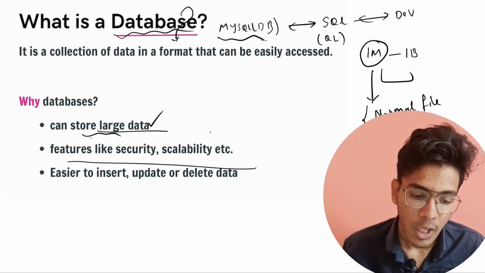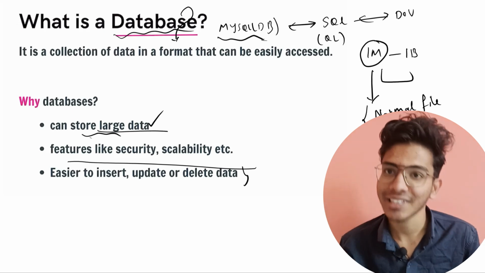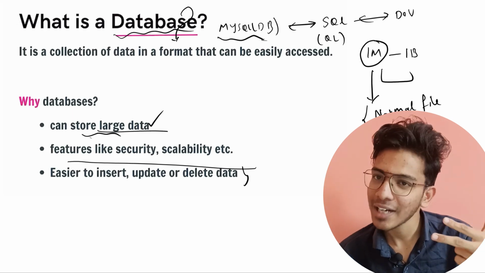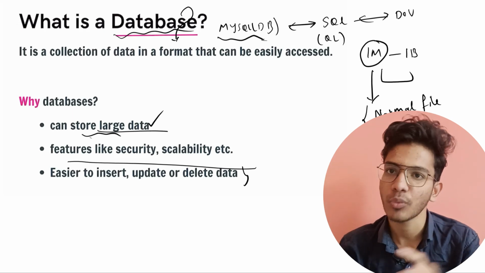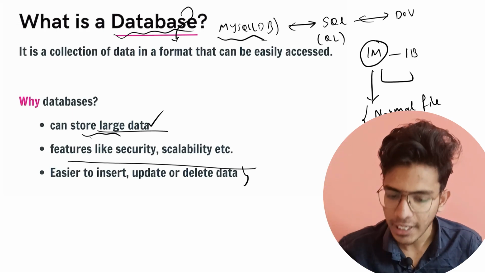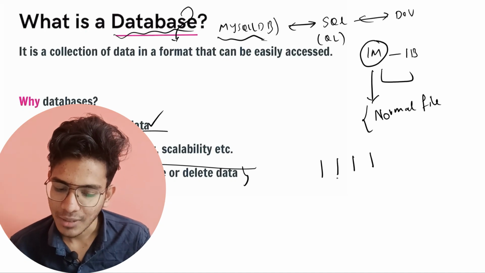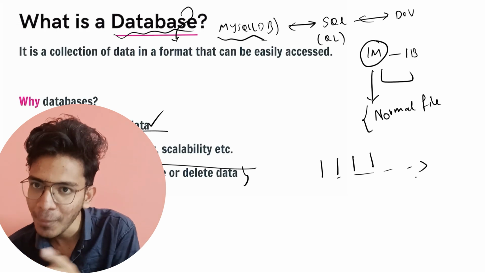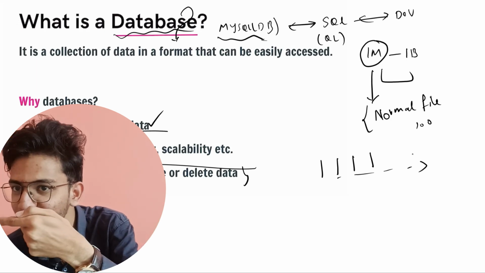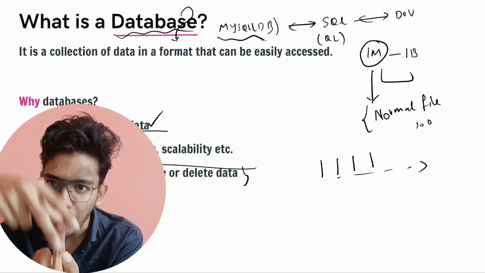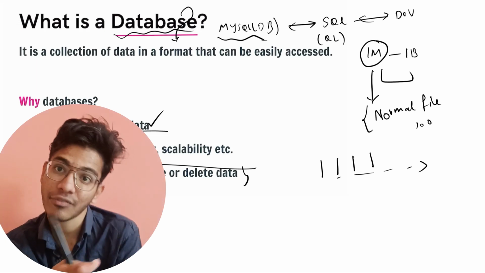And the third feature is, when compared to normal files, we can perform operations in a very easy way, like adding data, inserting data, updating, deletion. All these things will happen in a fraction of a second when compared to normal files. Let's say in normal files I am having file 1, file 2, file 3, file 4, something like this, and I want to perform some operations on the 100th file. Then I have to iterate through all these files, go to the 100th file and perform operations on that particular file. So this is a very lengthy and inefficient process.